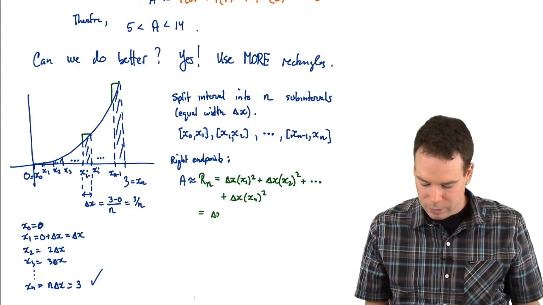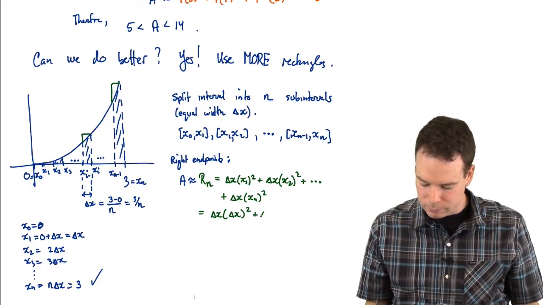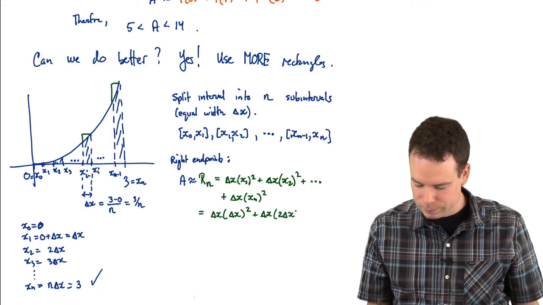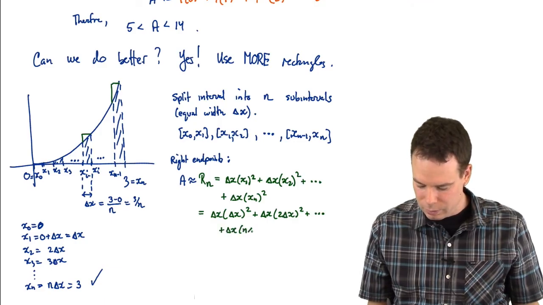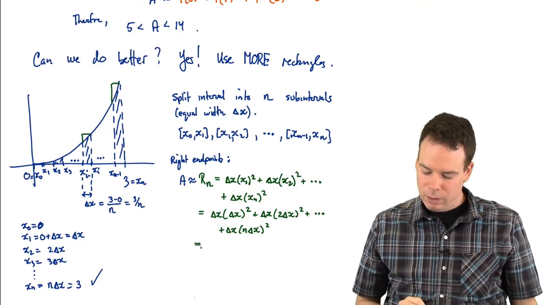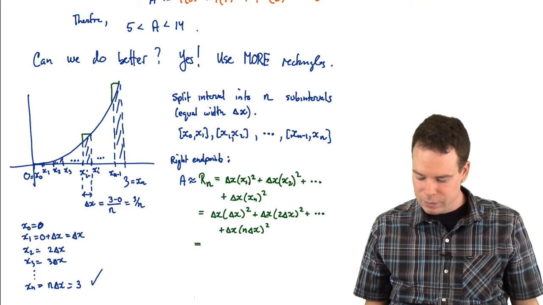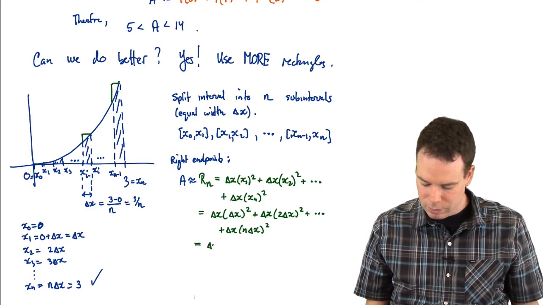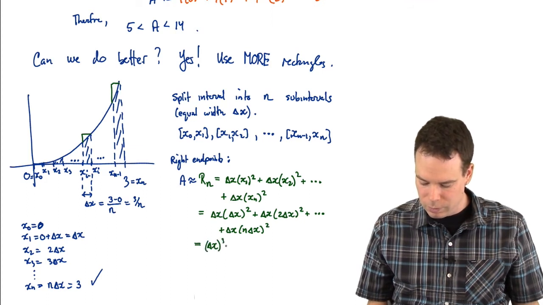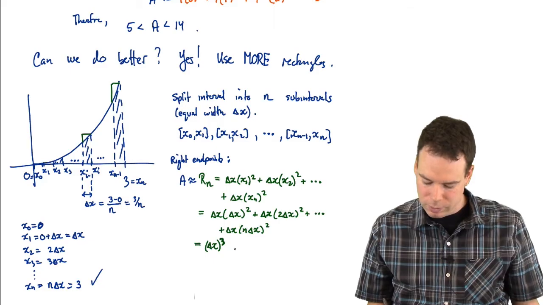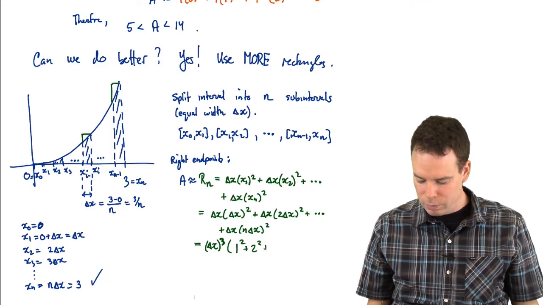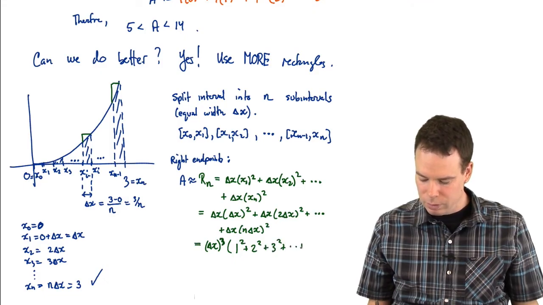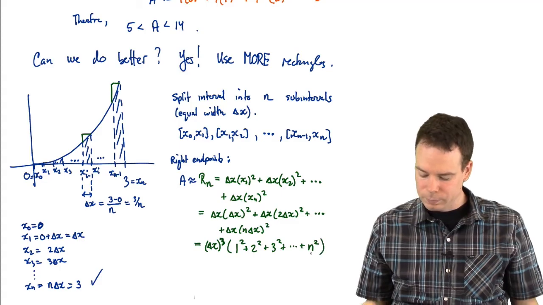So what that means is we've got a delta x, x sub 1 all squared. x sub 1 is just delta x, so that's delta x squared, plus delta x times 2 delta x squared, plus dot dot dot, plus delta x times n delta x all squared. And notice that every term in this sum has a delta x and another one squared. So there's a delta x cubed in every term. If I pull all those delta x cubes out, then what I'm left with is a 1 squared in the first one, plus a 2 squared from the second one, plus a 3 squared, plus dot dot dot, all the way up to n squared.